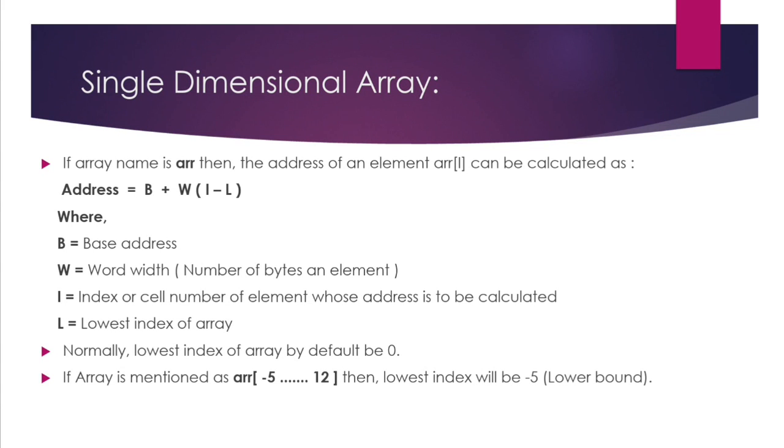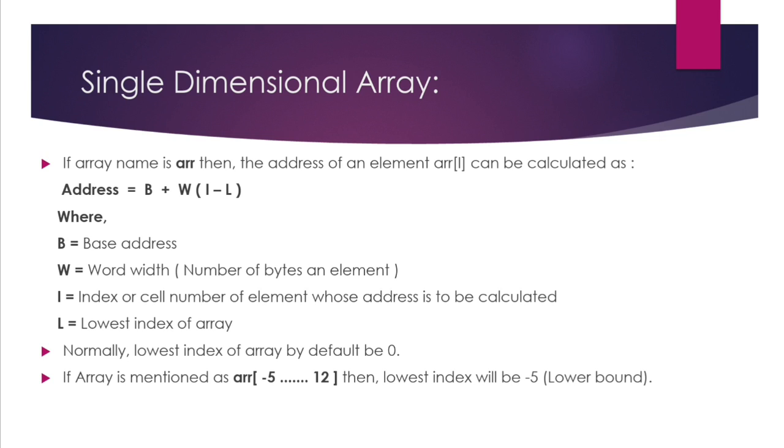See, single dimensional array. If the array name is ARR, then we have to find the address of ARR[I], which we have to calculate. What is the formula for the address of ARR[I]? I is the location. For example, we have to find the address of ARR's fifth location. That element is stored at which address? We have to find it out, and we have a formula for that.